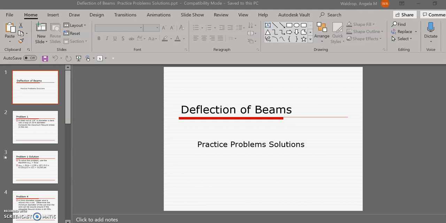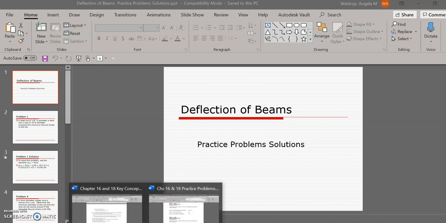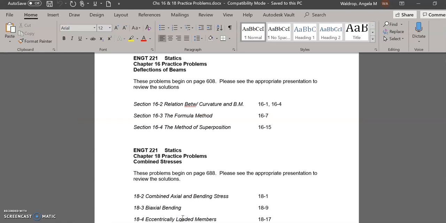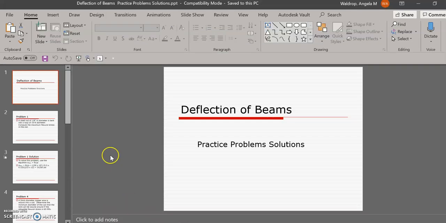Now, there's three types of problems. If you take a look at the practice problems that I gave you guys, you'll see that there's three types of problems. The first one is going to be talking about curvature. The second one's going to be talking about finding deflection of beams with formula method. And the last one is going to be about superposition. Now, superposition is basically when we have a couple different methods and we can calculate them separately and add them together at the end. So we'll be going through that individually here.